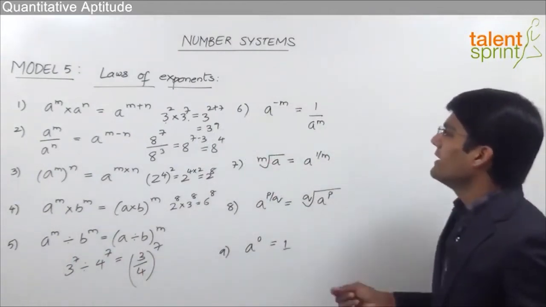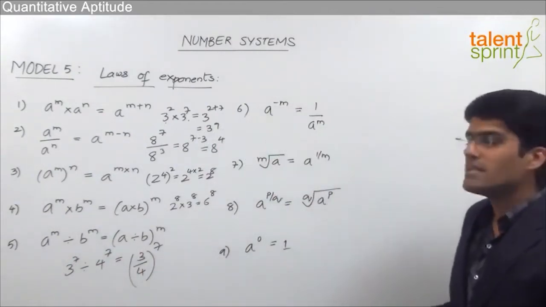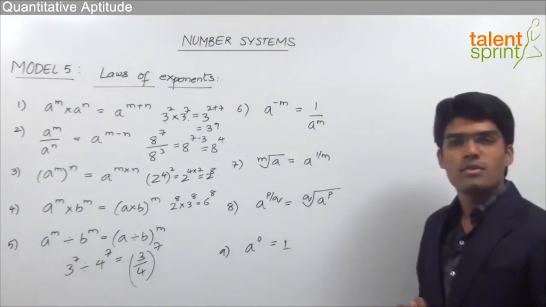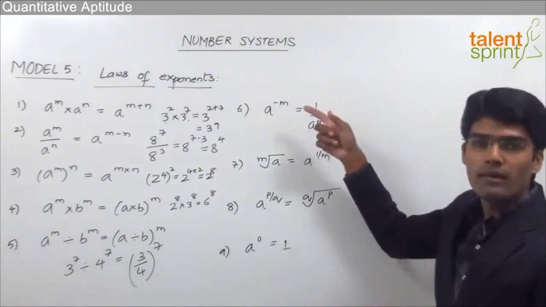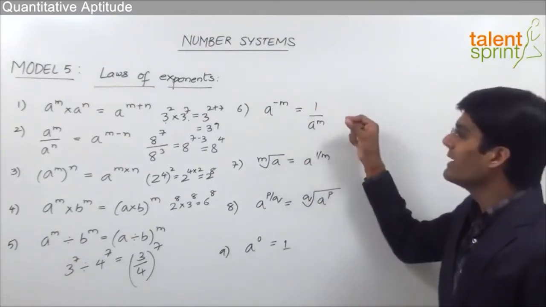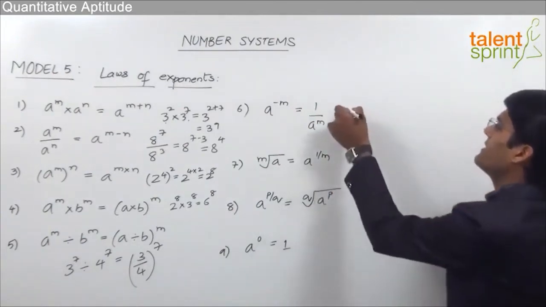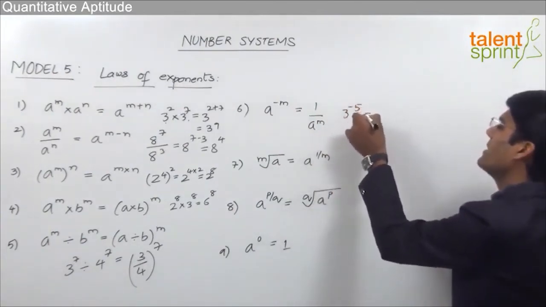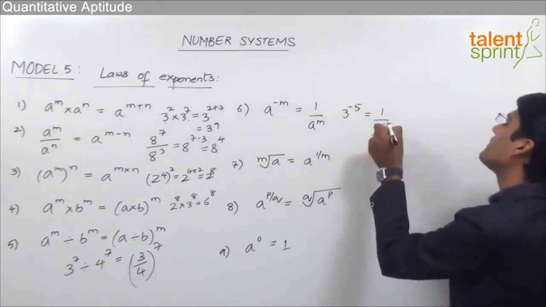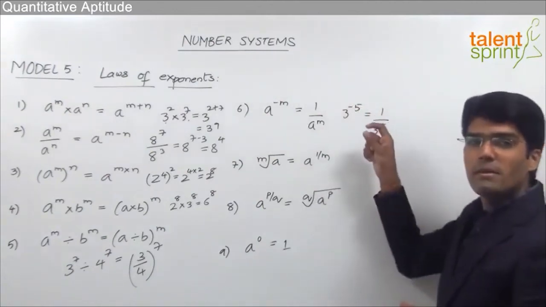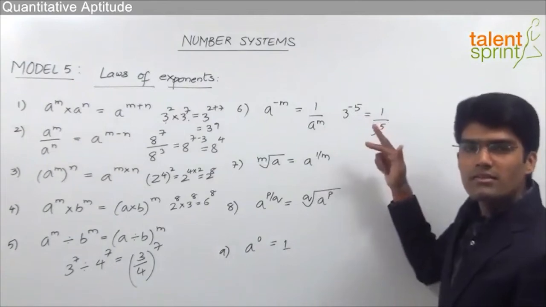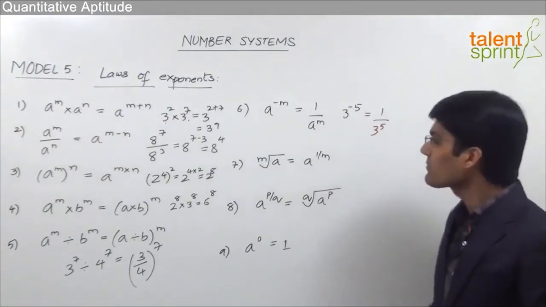Moving on to the next one, it says a^(-m) is equal to 1 by a^m. So whenever we have a negative power or negative exponent, it can be taken in the denominator with a positive value. For example, if it is 3^(-5), it can be equated as 1 by 3^5. So once you take the base in the denominator, the sign of the power changes.